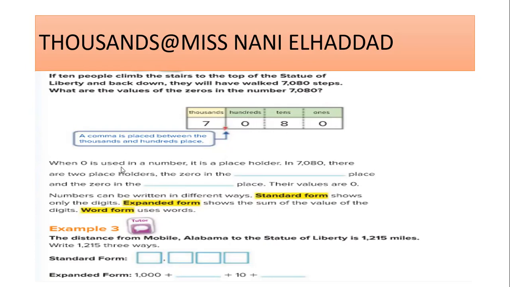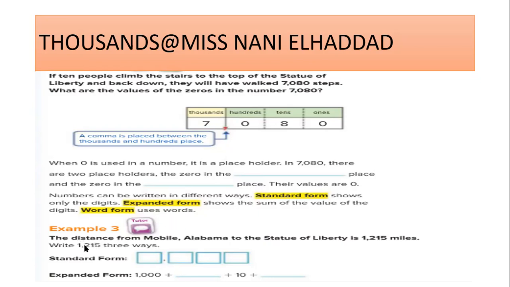So here, when 0 is used in a number, it's a placeholder. In 7,080, there are 2 placeholders. The 0 is in the hundreds place, and the 0 is in the ones place. Their values are 0. Numbers can be written in different ways. So now we have learned the standard form, which shows only the digits, the expanded form, which shows the sum of values, and the word form, which uses words.